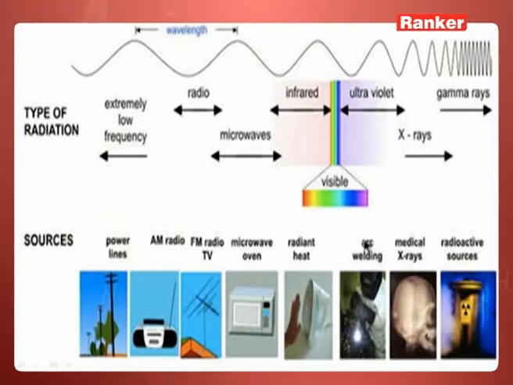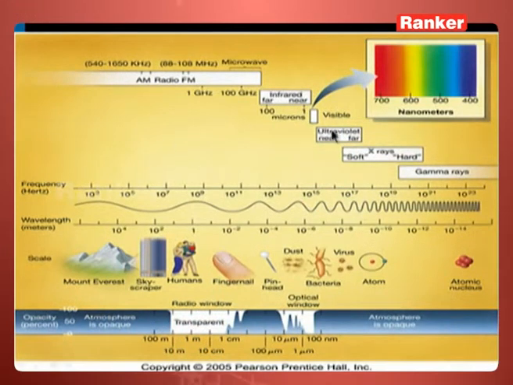Ultraviolet rays are produced in welding arcs. Here visible light is there. Infrared light can be produced by a heater, radiant heat. Then microwaves are used in microwave oven cooking. Radio waves are used in radio transmission, and power lines also radiate some energy in the form of radio waves. This is the same diagram.